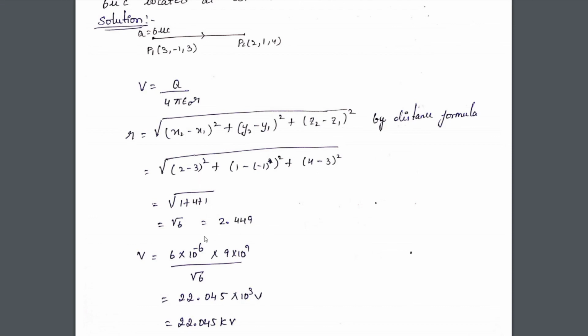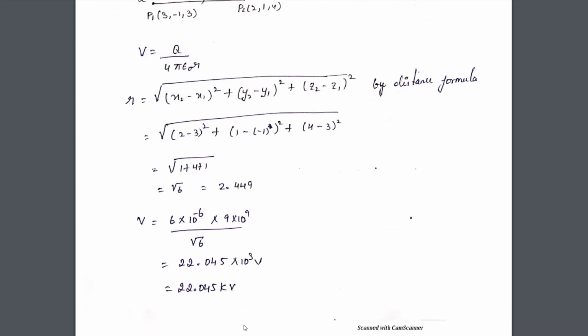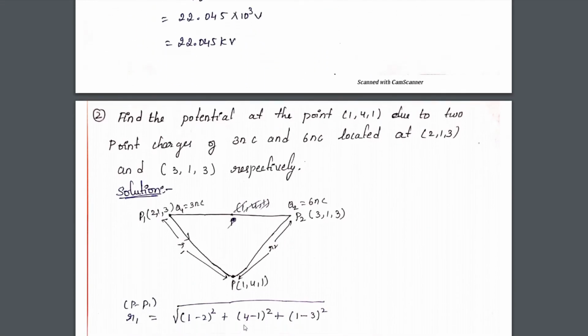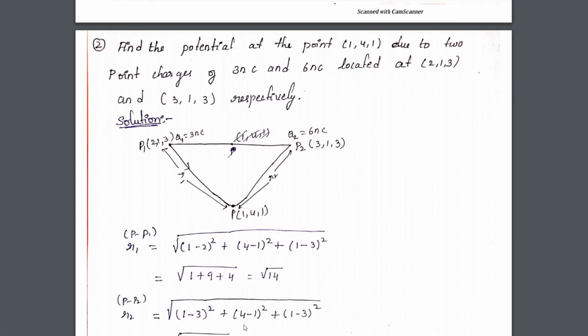After calculating this distance, potential V becomes what? Q is 6 micro, that is 6 into 10 raised to minus 6. 1 by 4 pi epsilon naught is 9 into 10 power 9. And R value is substituted, you'll get the potential. So this is potential due to a point charge. Same way you can find resultant potential due to two charges also.